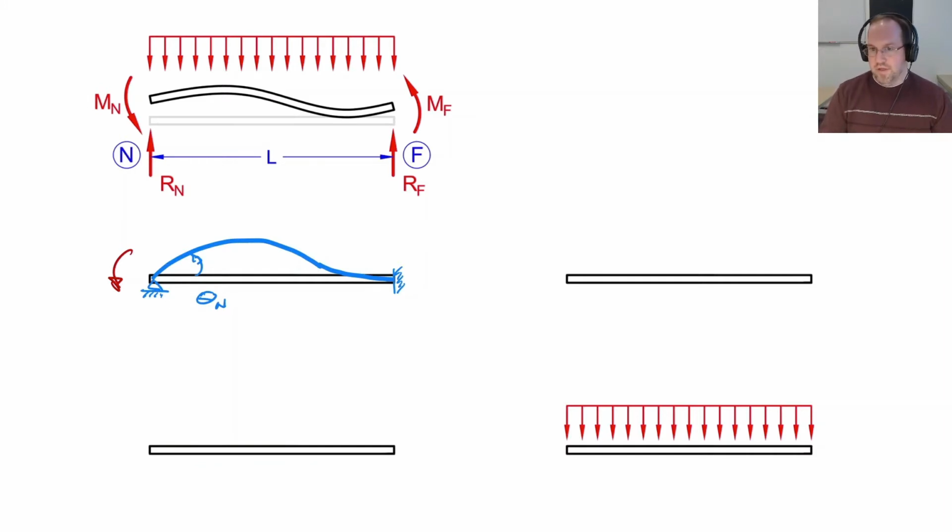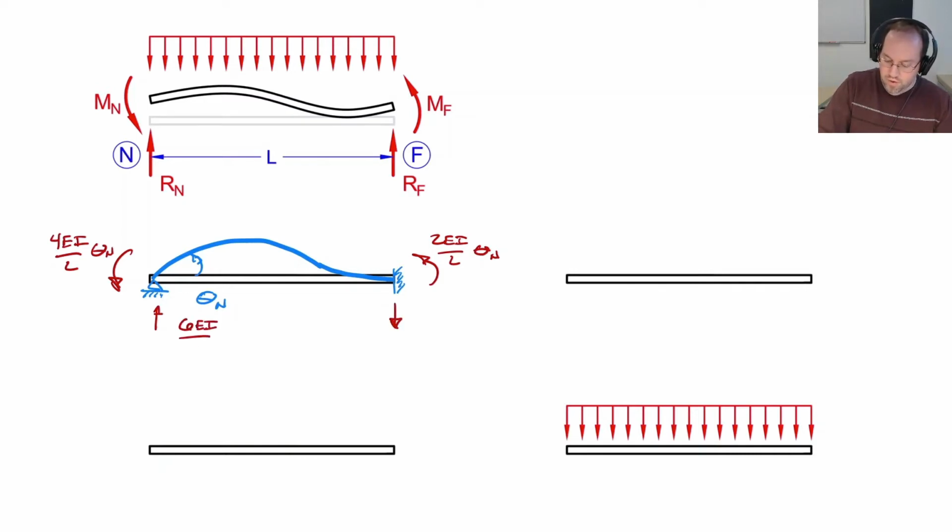Now I can use something like the force method to solve for my reaction forces and for this applied moment. And if we do that, we'll find that this applied moment is equal to 4EI over L times the rotation. And the opposite moment is going to be equal to 2EI over L times that rotation. And then the two forces are going to be equal and opposite. On one side, it's 6EI over L squared times the rotation, acting up. And on the opposite end, it's 6EI over L squared times the rotation, acting down.